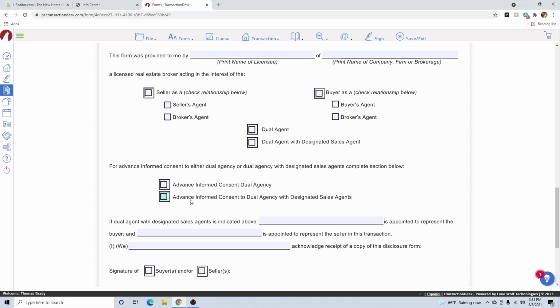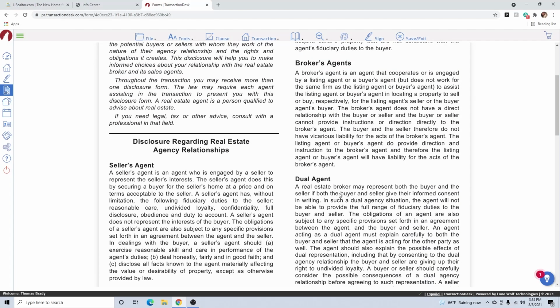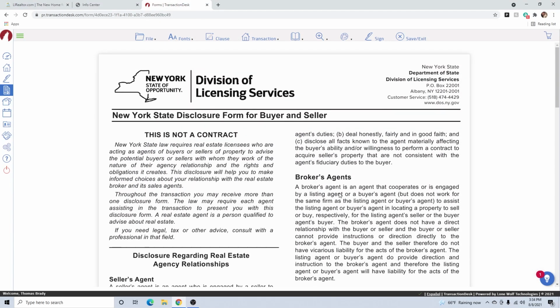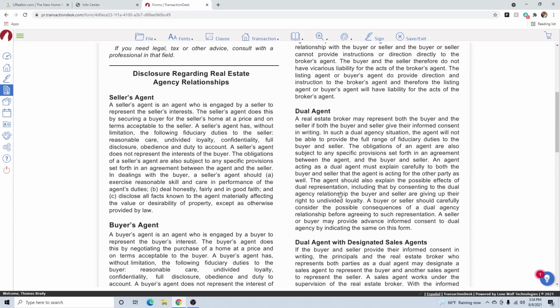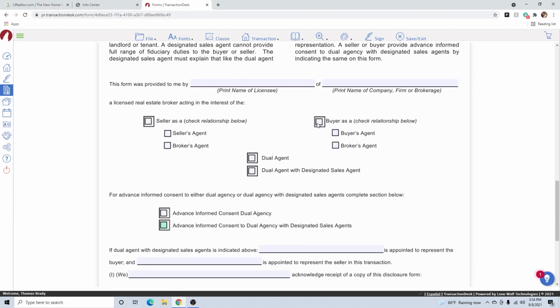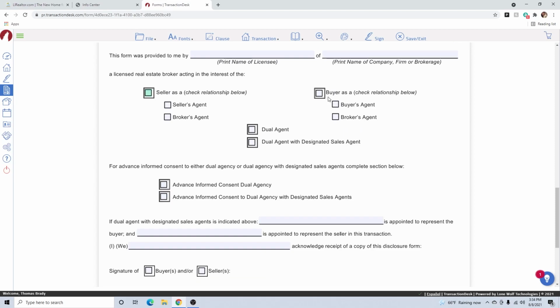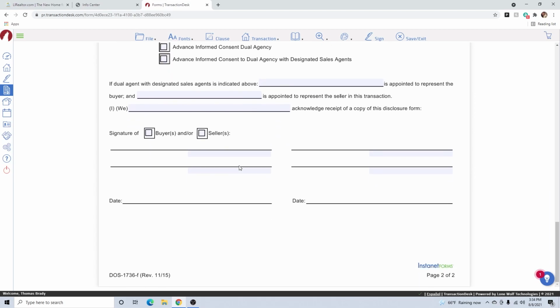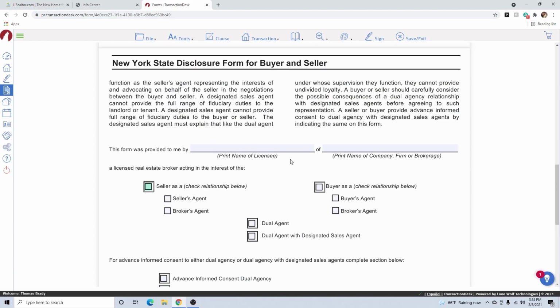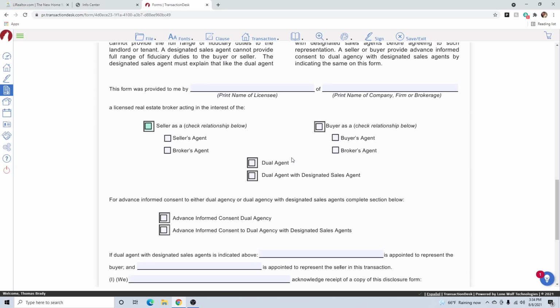Basically, I hope I didn't confuse you. You're going to give this to every person you have substantive contact with, along with the fair housing disclosure. If you have a buyer and you're a buyer's agent, you can check buyer, buyer's agent. If you're a broker's agent, you would check that one. If you have a listing, seller, as seller's agent. We went into the dual agency, but basically you'll mainly be dealing with the buyer and the seller. I hope this isn't too confusing. It can get a little confusing with the dual agency, but just remember you need this.